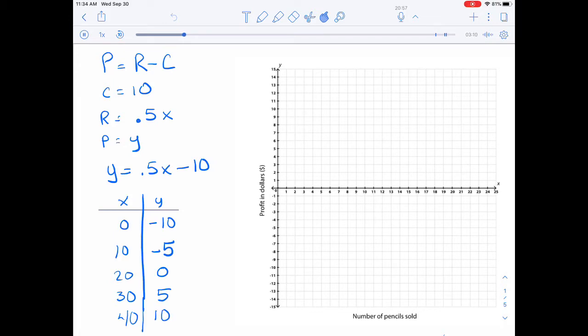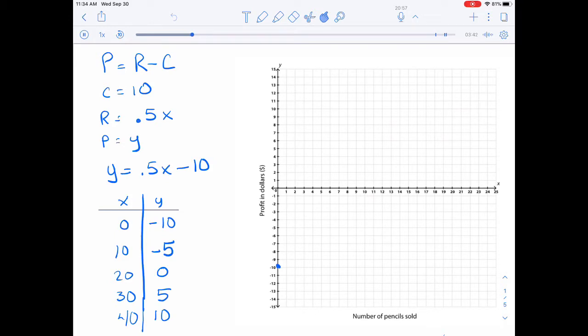Let's plot these sets of coordinates on the graph. Let's begin by labeling our graph. On the y-axis, we have profit in dollars, and along the x-axis, we have number of pencils sold. When the store has sold 0 pencils, there is a loss of $10.